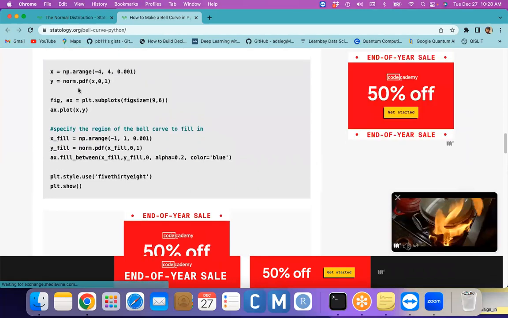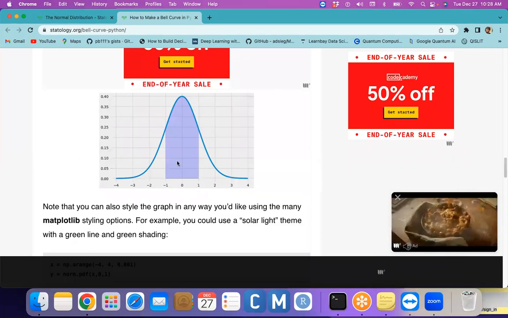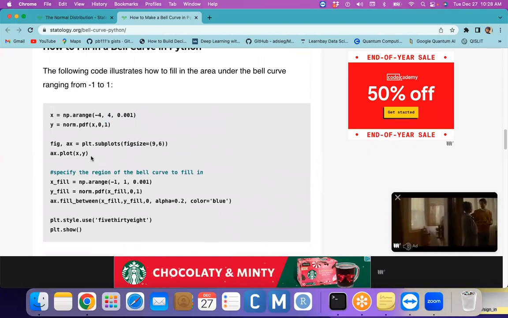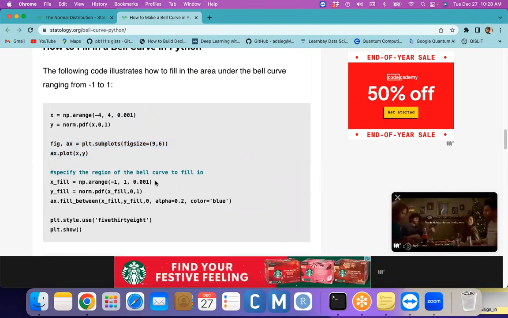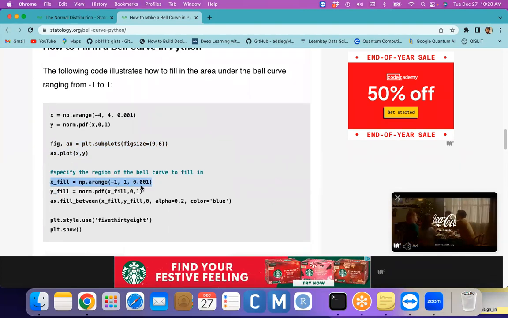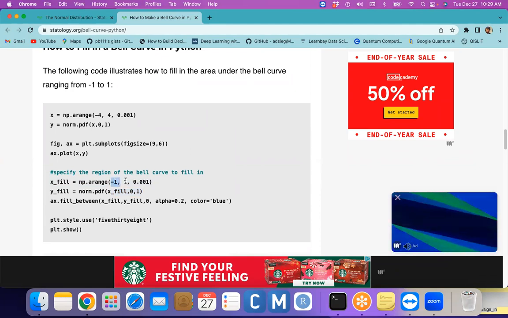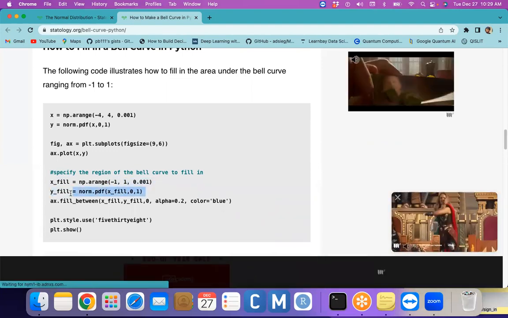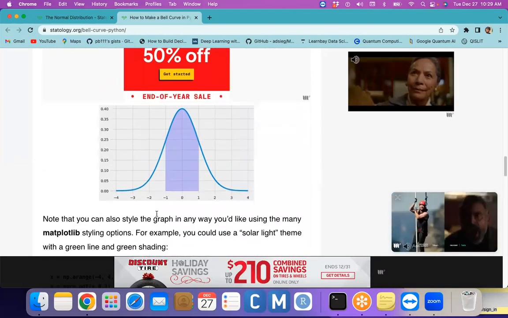Another example: I want to fill the range plus or minus 1. I want to show that actually. So you plot x comma y, and fill x in the range plus or minus 1 with step 0.01. Y is nothing but the normal distribution. So x fill is whatever x we have, with mean 0 and standard deviation 1. This is the data we are taking, and we fill it with some color, blue. Then we get this kind of curve.